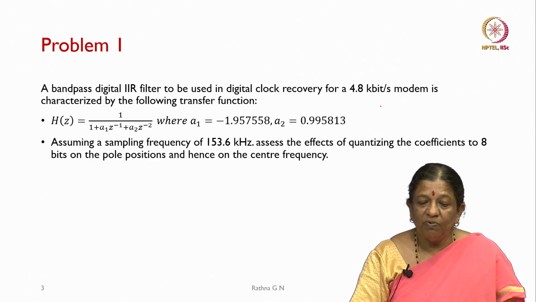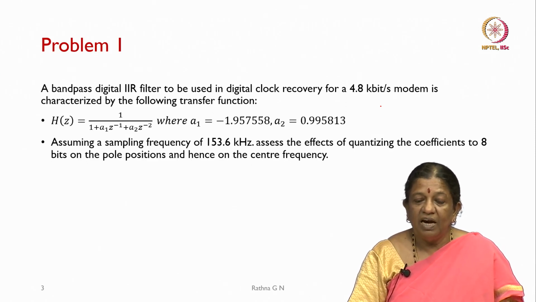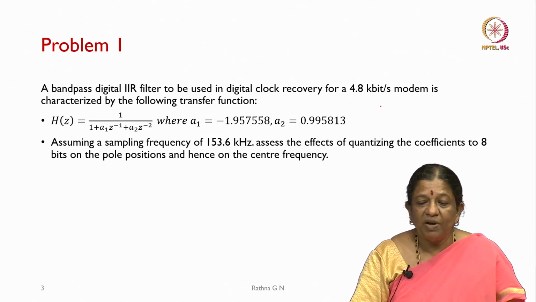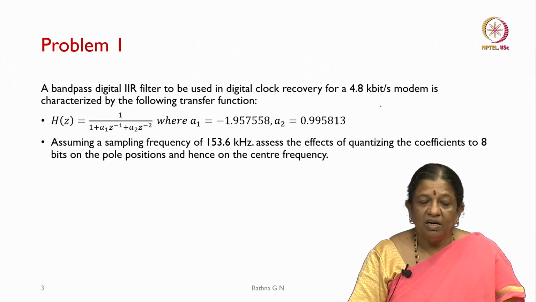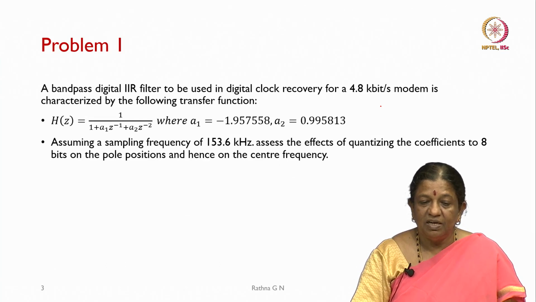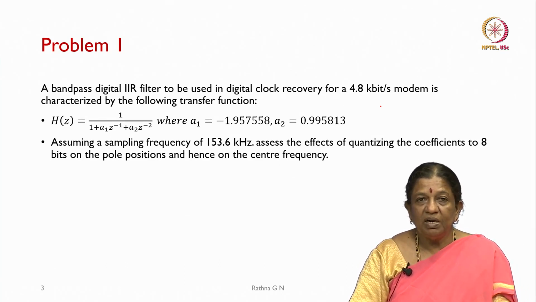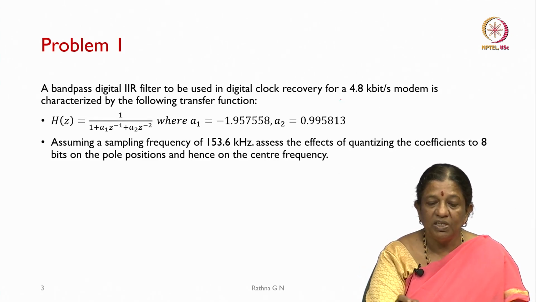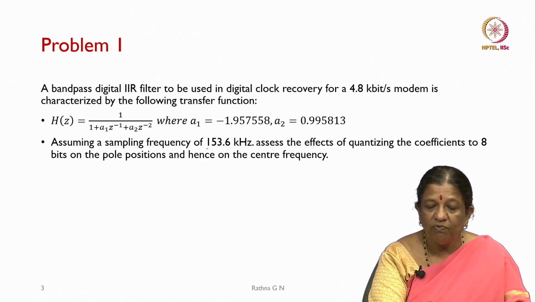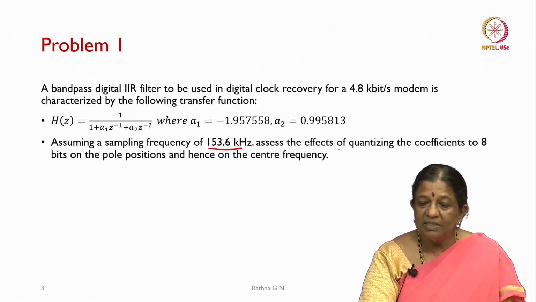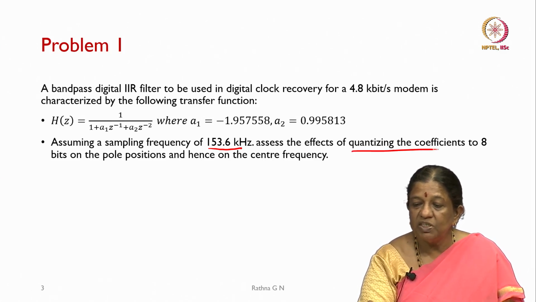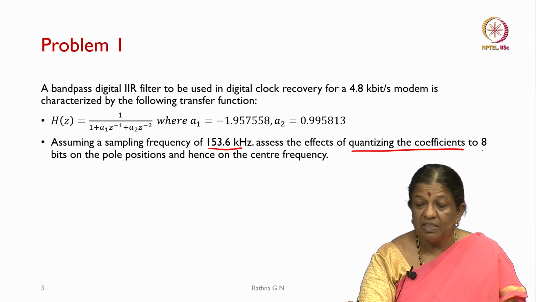a1 is given as minus 1.957558 and a2 is given as 0.995813. These a1 and a2 can be designed using MATLAB, or this value has been computed and given in this equation. Because we are using it in the clock recovery, the sampling frequency is 153.6 kilohertz. To assess the effects of quantizing the coefficients, we are going to quantize to 8 bits, which you also have to keep in mind.